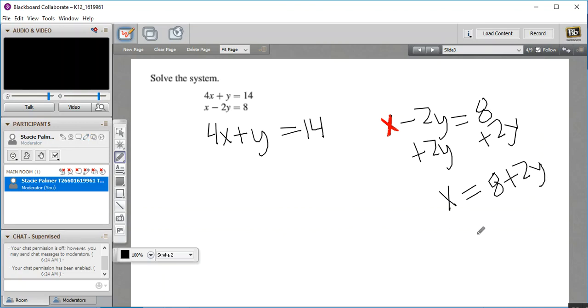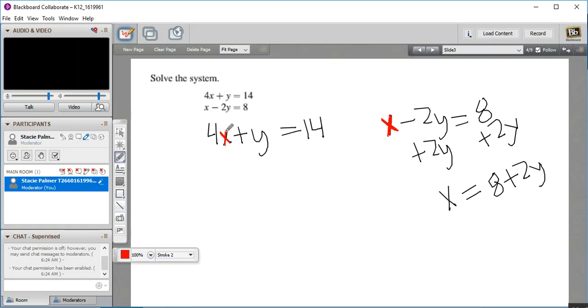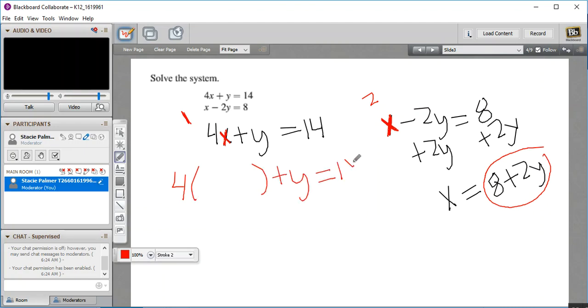Now, once I have solved one of the equations for one of the variables, I'm going to make a substitution for that variable in the other equation. Okay, so I'm going to replace x in, we'll call this the first equation and this the second equation. So I'm going to replace x in the first equation with this. Okay, so let me show you how this works. We write the first equation just like it is, but instead of the x, we're going to make a substitution. Okay, so instead of the x, I am going to plug in 8 plus 2y.